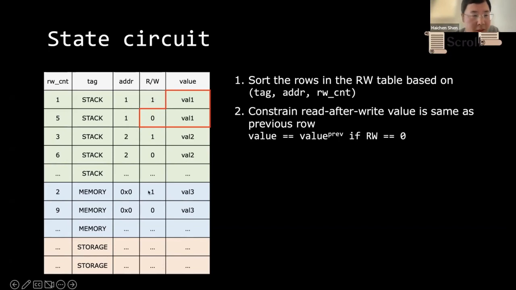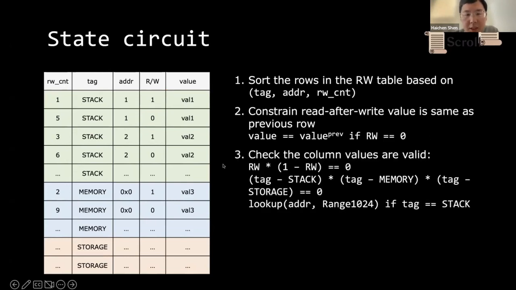So for example, for the memory, if the first row is a read, then it has to be 0, because the memory is correctly initialized to 0. But for the stack, if the first row is a read, then it's an invalid trace. You need to say the first row of the stack must be a write, because you cannot pop from a stack address without pushing a value to it previously. So there are certain constraints associated with the first row inside each address.